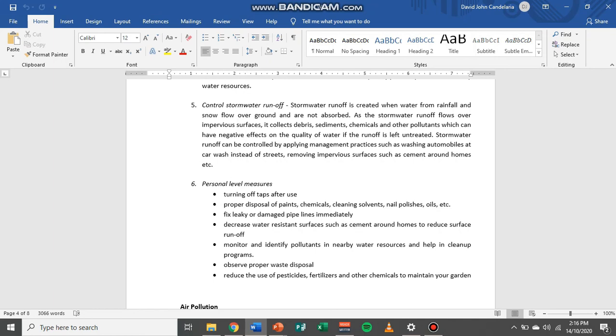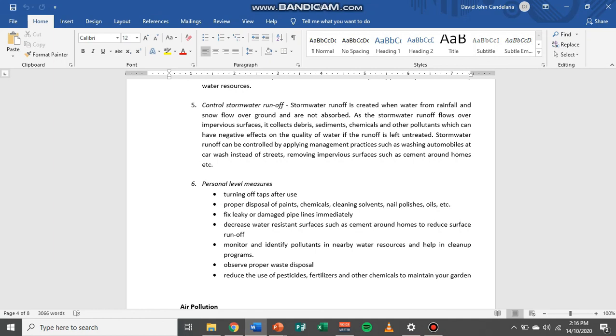So next is reduce use of pesticides, fertilizers, and other chemicals to maintain your garden. So if yung mga mama nyo or yung papa nyo is plantitas and plantitos, or kayo, plantitas and plantitos, eto na yung we are being advised, no, to be a responsible green thumb person or isang responsible agriculturist na alam natin yung deadly effects ng excessive use of pesticides sa halaman, hindi lang sa halaman kundi pati sa soil, pati sa tubig. So we can search for other alternatives, no?